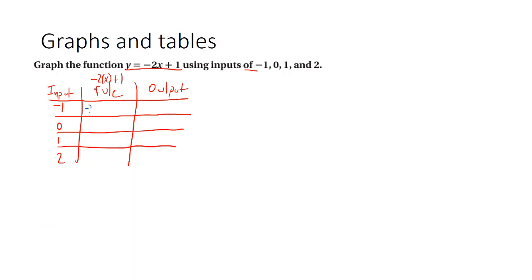So I'm going to go ahead and show this. I have negative 2, and then instead of x, I put in my input. My input is negative 1, plus 1. Well, now I solve this. Negative 2 times negative 1 is 2, and 2 plus 1 is 3.